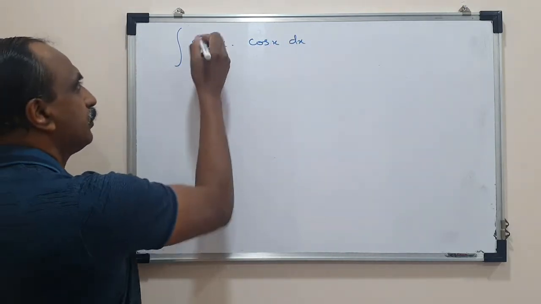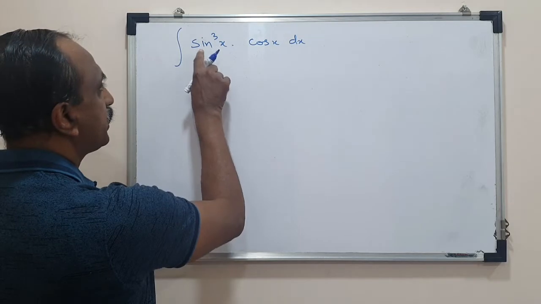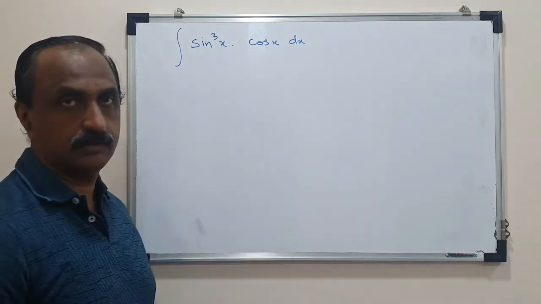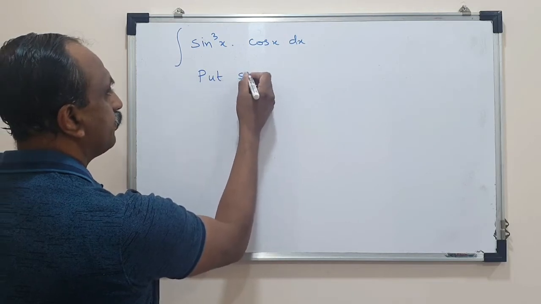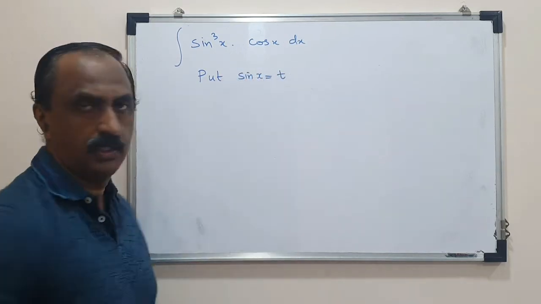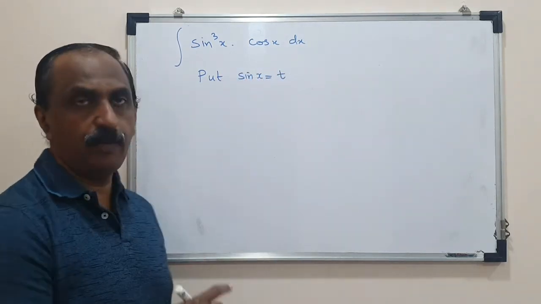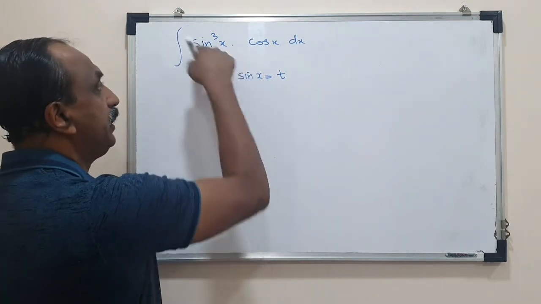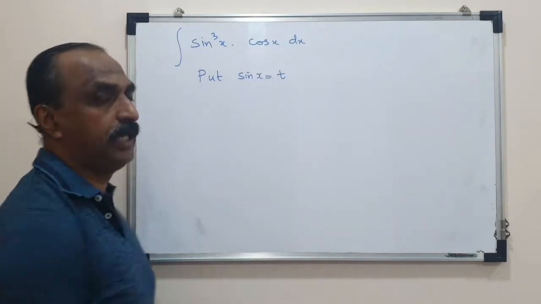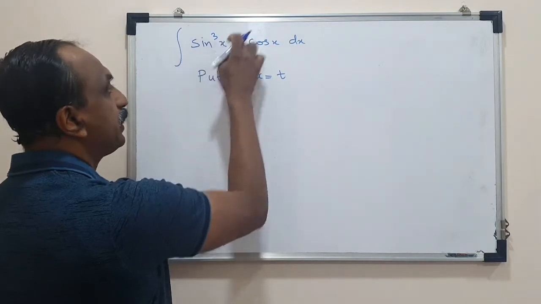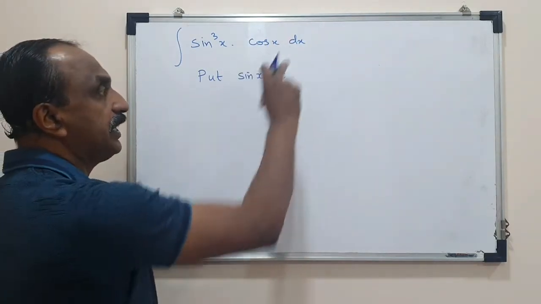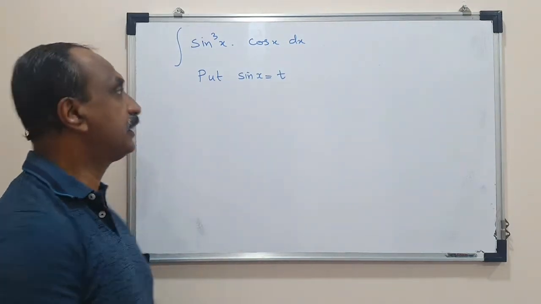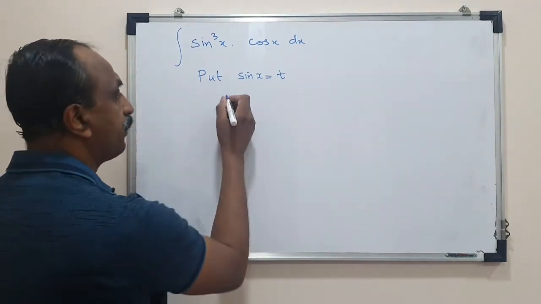What I do is, I have noticed that the derivative of sin x is cos x. So I will start by putting sin x equal to t. Now the question arises: if I am replacing a function by t, the whole function should become in t alone. If you have a part of it in t and another part in x, you cannot integrate. So we need to remove this dx and make it into dt.